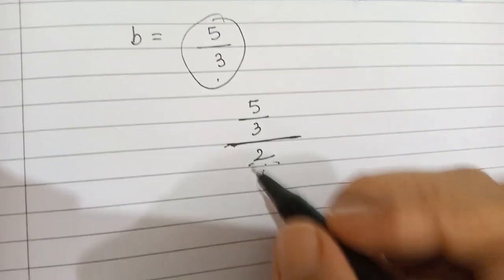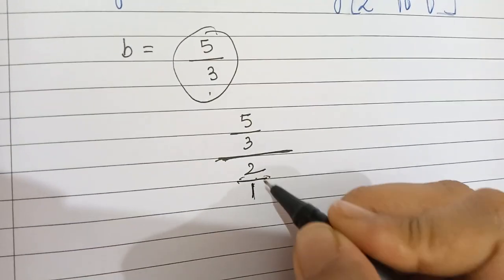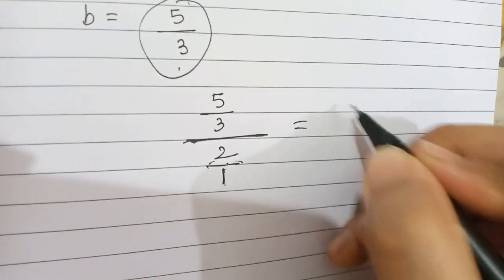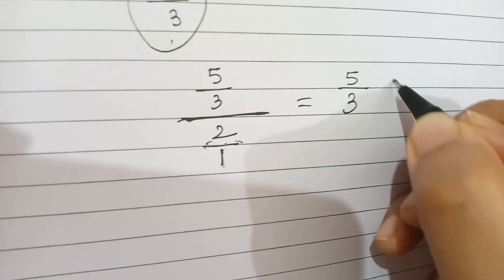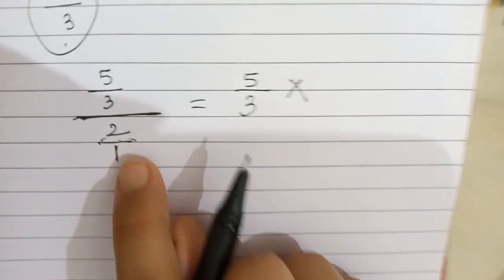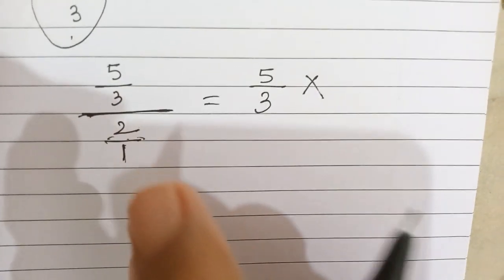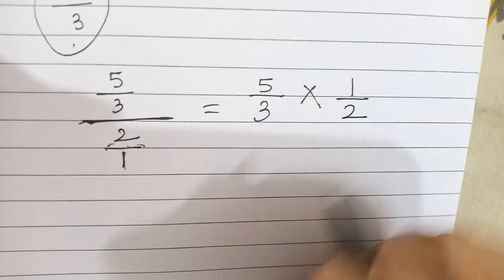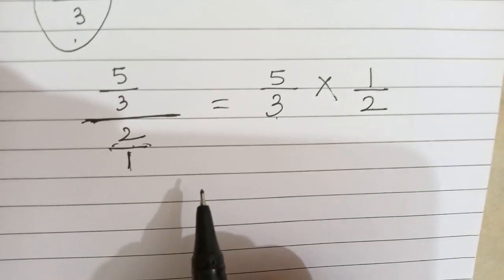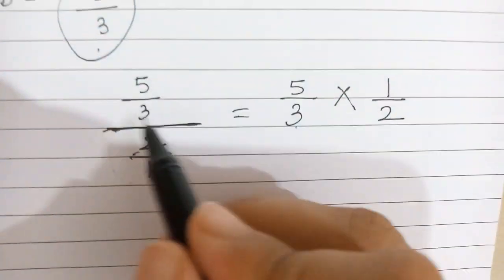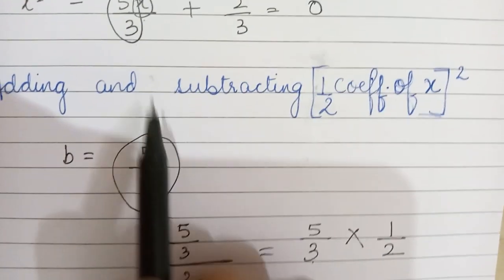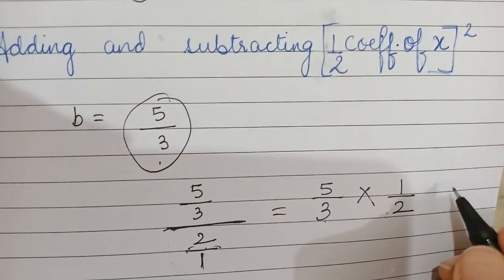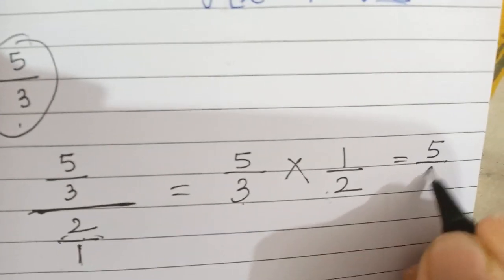Now this 2 can be written as 2 upon 1. So when we divide fractions, this becomes 5 upon 3 into, for 2 upon 1, the numerator goes into the denominator and the denominator comes into the numerator. So this will be 5 upon 3 into 1 by 2. Rather than doing all this, we can take the middle term b and just multiply it by 1 by 2 to get its half. So it will be 5 upon 6.